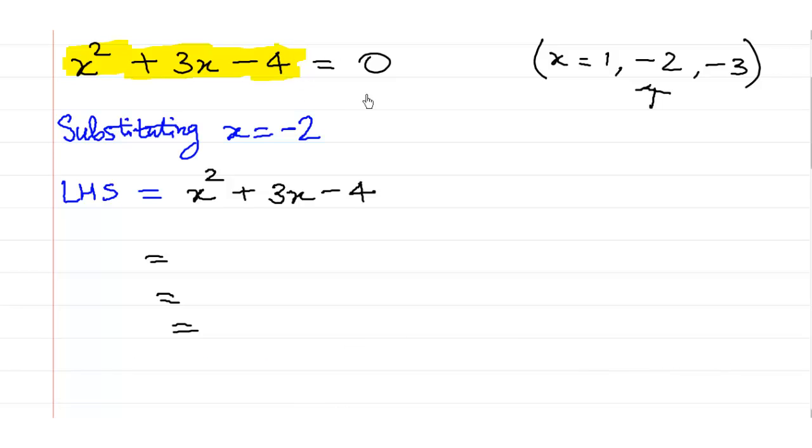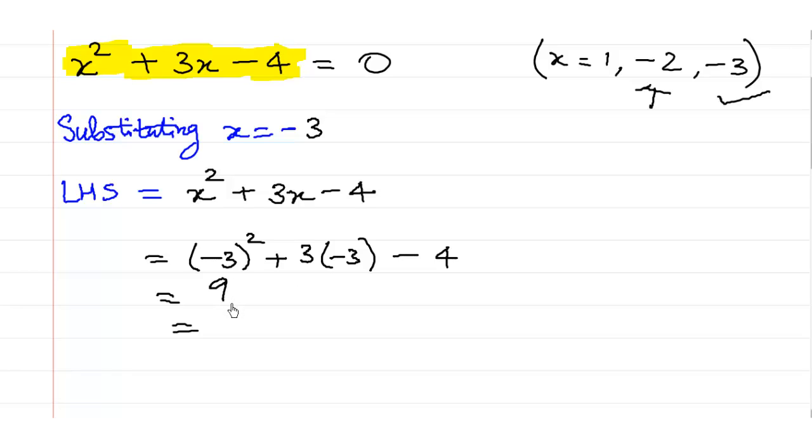Third time, we shall substitute minus 3. So we'll write substituting x is equal to minus 3. So (minus 3) square plus 3 into (minus 3) minus 4. So (minus 3) square is a positive 9. Then we have 3 into minus 3 is negative 9. Remember, a positive number and a negative number when multiplied will give a negative answer.